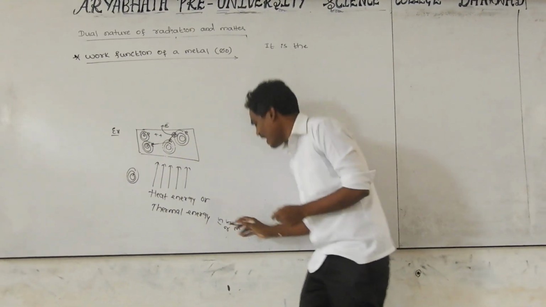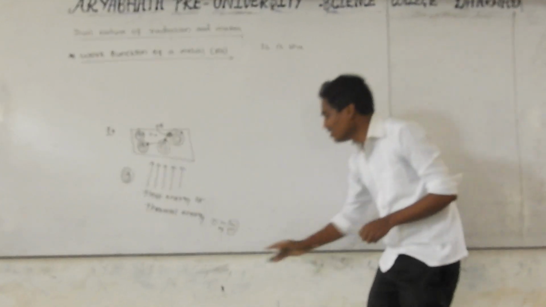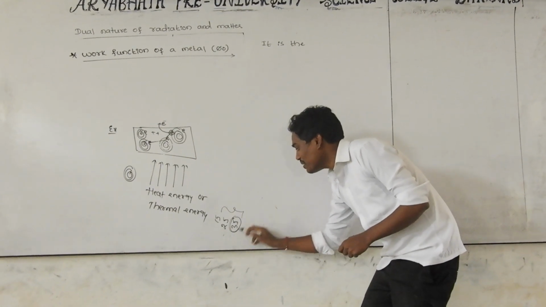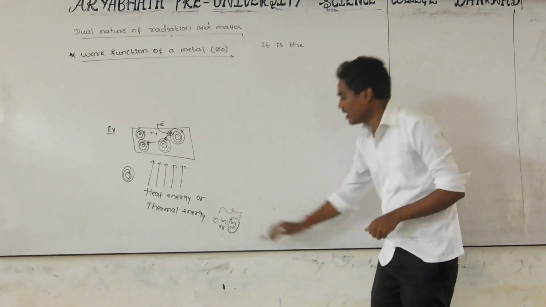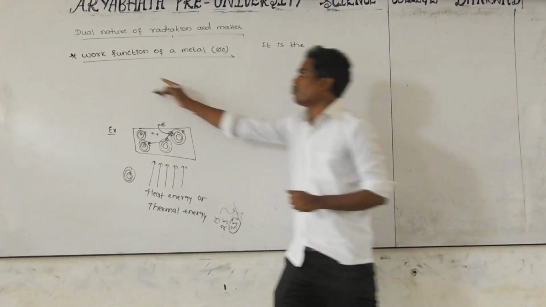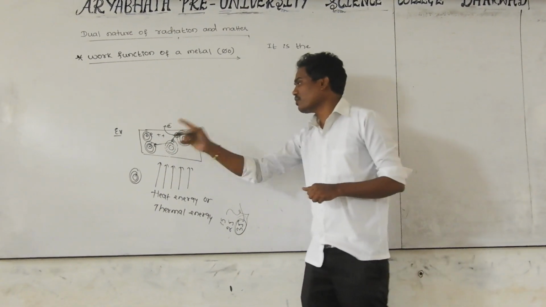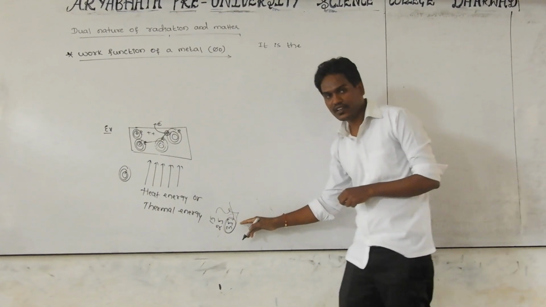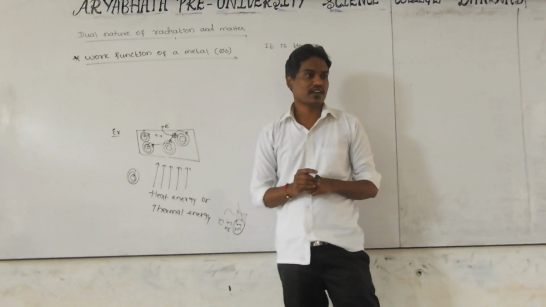Then just imagine, at 3 joule of energy, if the electron is coming out of the metal, then among these 3 energies, 1 joule, 2 joule, 3 joule, what is the minimum energy required for the electron to come out from the surface of the metal? That is 3 joule. This 3 joule of energy is called the work function of a metal. For example, first you apply 1 joule, it is not coming out of the metal. You apply 2 joule, it is not coming out of the metal. If you apply 3 joule, at 3 joule of energy, it is ejected from the surface of the metal.